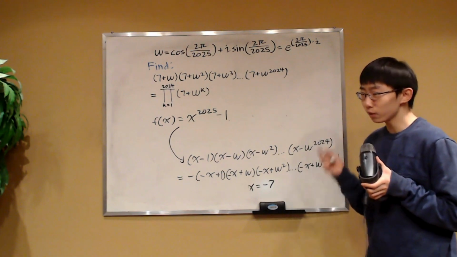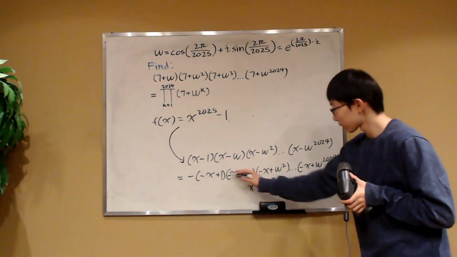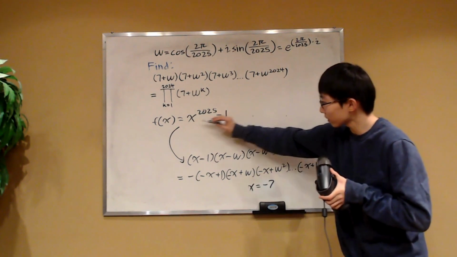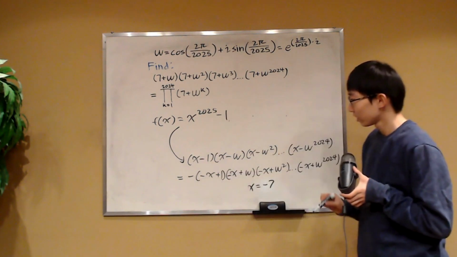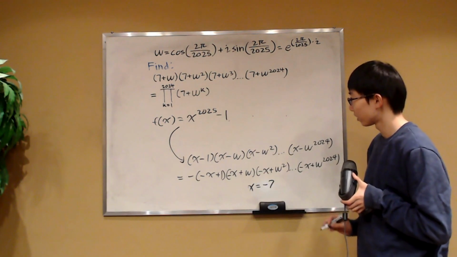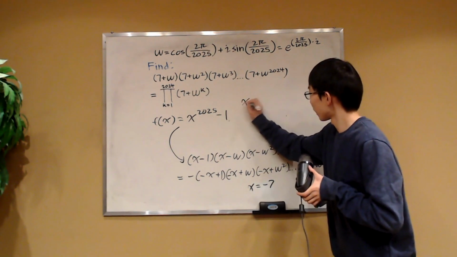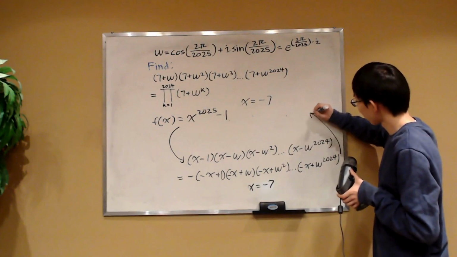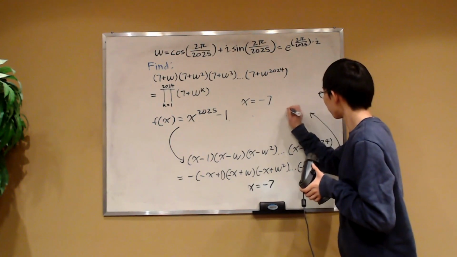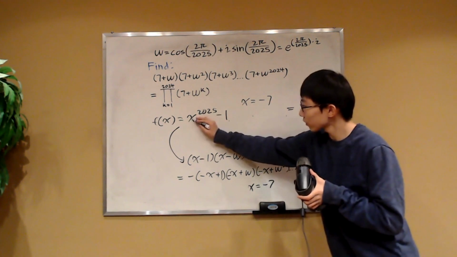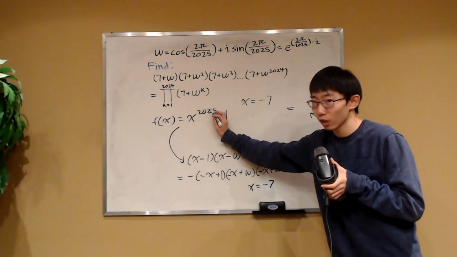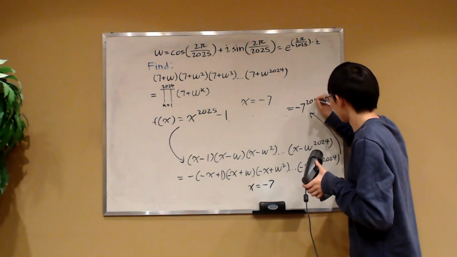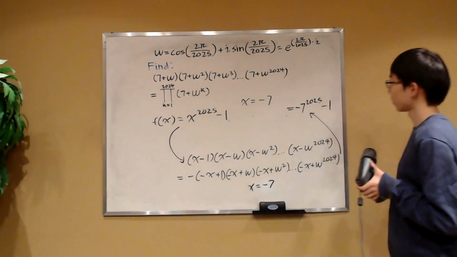But here's the thing. We do not have to evaluate this expression using this expression. We can just use this because we proved that this is equal to this. So plugging in x equals negative 7, this would mean that when x equals negative 7, this expression over here, I'll draw an arrow, is equal to negative 7 to the 2025 power. It's an odd power, so it's still negative. So negative 7 to the 2025 minus 1.